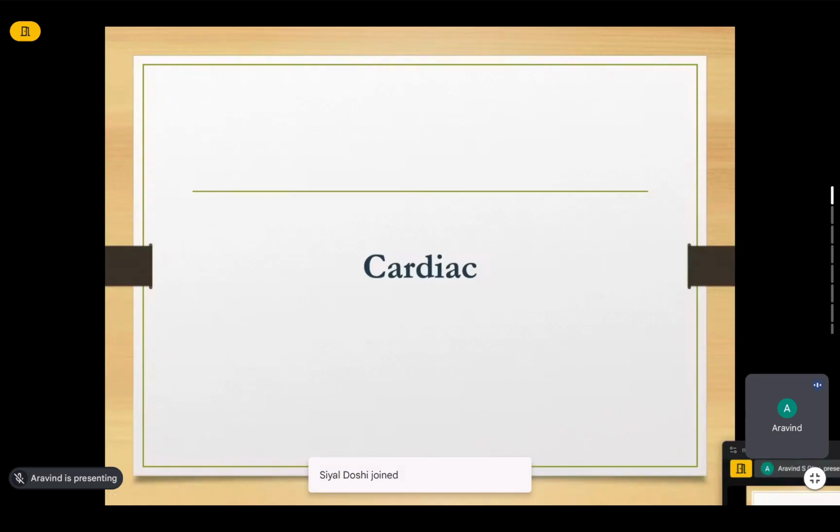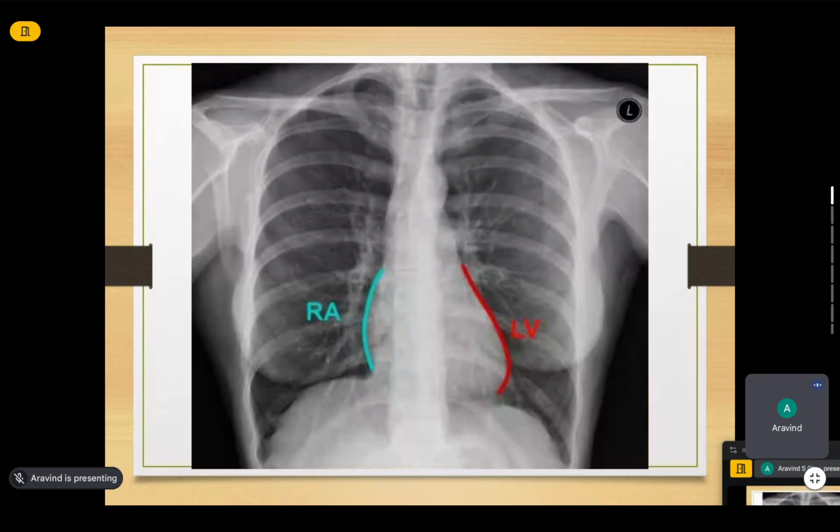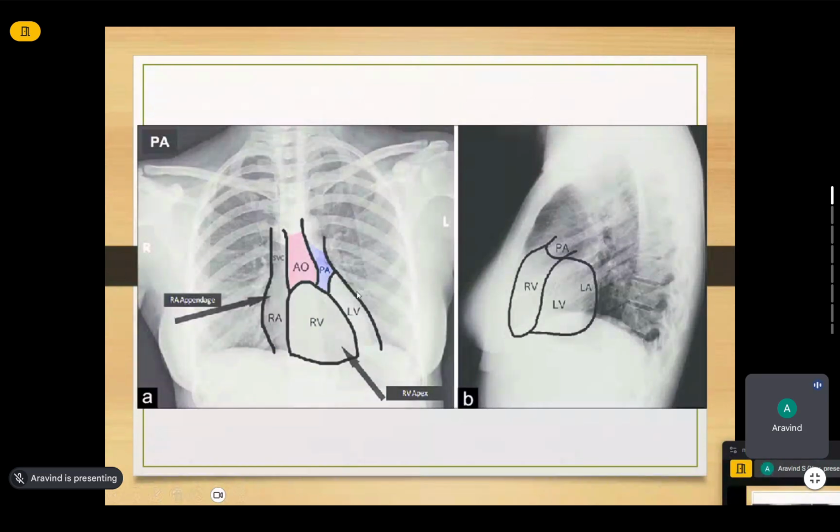So we have discussed the airways, the structures associated with breathing. Next, we shall move to the cardiac region. When you look at the X-ray, the left border of the heart is made up of the lateral border of the left ventricle. Similarly, the right border of the heart is made up of the lateral border of the right atrium. So you can see the left ventricle, the right ventricle, the right atrium, and we have the aorta here, the pulmonary artery, the superior vena cava.